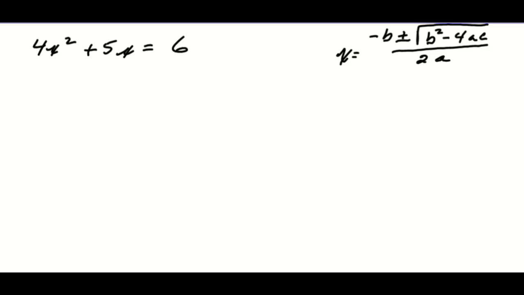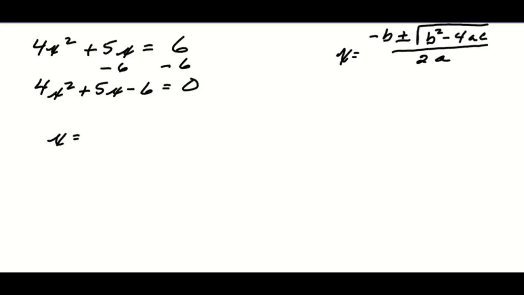What we have to do first is set everything equal to 0. So I have to subtract 6 from both sides, and I get 4x squared plus 5x minus 6 is equal to 0. Now I can see if I can factor that, but let's go ahead and plug that into our quadratic equation.